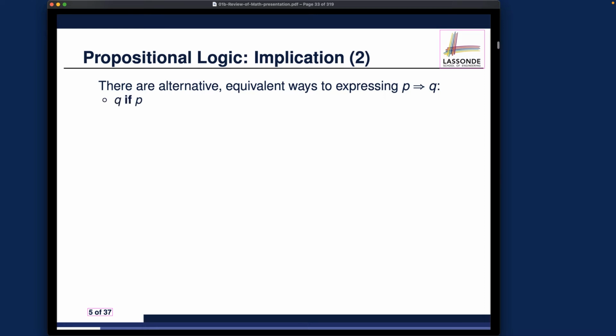Let's see the first one. We can say Q if P. Intuitively, that means Q will be true if P is true. So Q is true if P is true. Exactly consistent between the two notions.